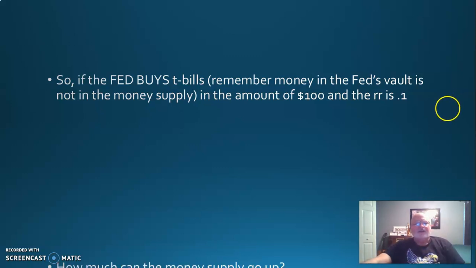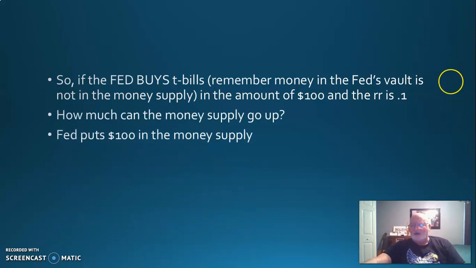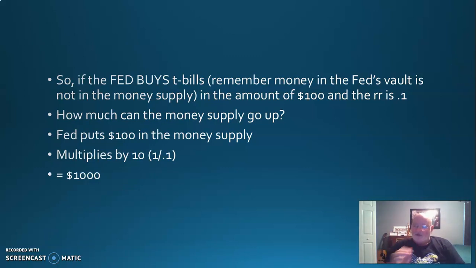So if they buy a $100 T-bill, how much can the money supply go up? The Fed puts $100 in the money supply and it multiplies by 10, 1 divided by 0.1, and the money supply becomes $1,000. Now, I want you to remember, if a person finds cash in their wallet and puts it in their checking account and they ask you how much the money supply goes up, that's a little bit different because the cash was already M1. Once you put it in your checking account, it's still M1. So if you put $100 in your checking account, in the same scenario it's still going to be $1,000.